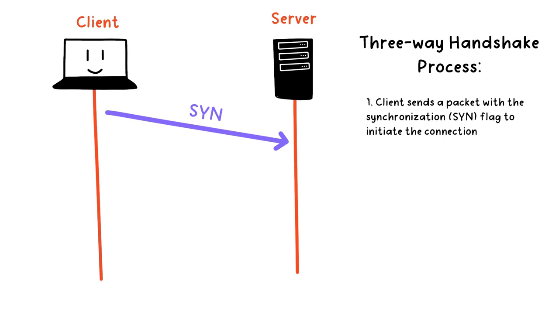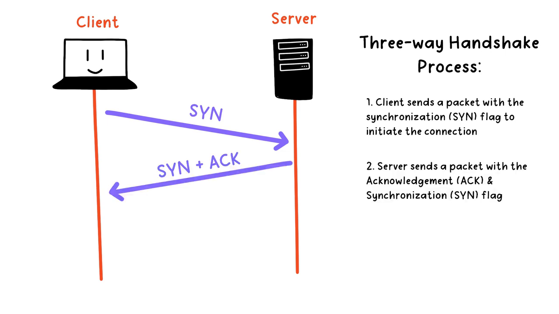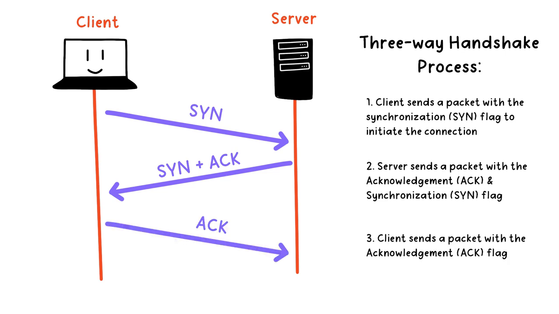TCP works by first initiating a connection between the two devices through a three-way handshake, where the initiating client sends a synchronization SYN request to start the connection. The server then acknowledges by setting the ACK flag and sets the SYN flag as well. Finally, the client acknowledges this by sending a request with the ACK flag.